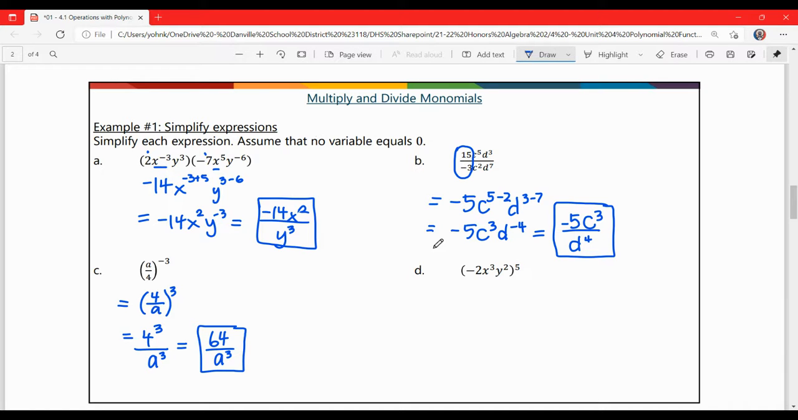All right, finally, letter D. I have a product to a power, so I have to share. So I'm going to do -2 to the 5th. I'm going to do x cubed to the 5th. And I'm going to do y squared to the 5th. So -2 to the 5th is -32. I'm going to multiply these powers to get x to the 15th. And I'm going to multiply y powers to get y to the 10th. So -32x to the 15th, y to the 10th.